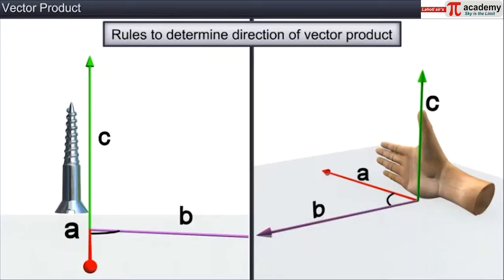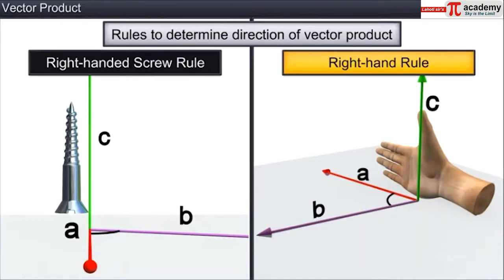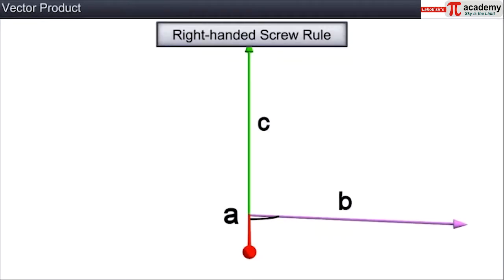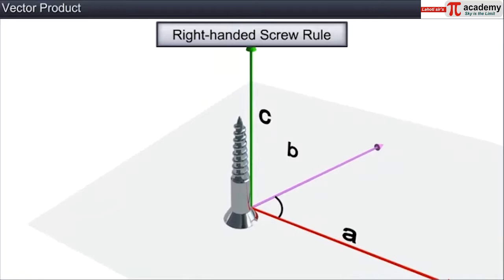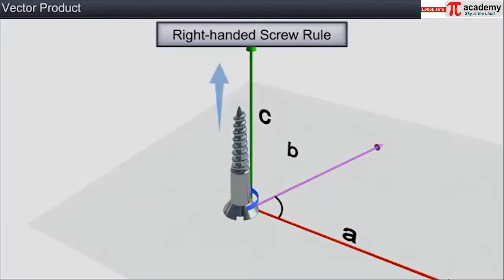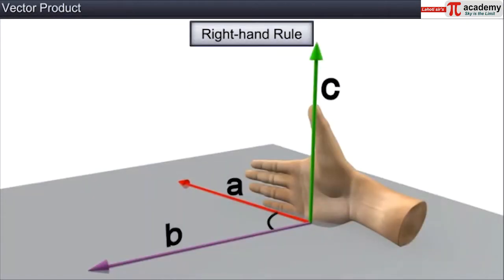There are two simple rules to determine the direction of a vector product, namely the right-handed screw rule and the right-hand rule. When a right-handed screw is placed perpendicular to the AB plane with its head on it and rotated from A to B through the smaller angle, then the motion of the screw indicates the direction of the vector product of A and B, that is, C. The other rule is the right-hand rule.